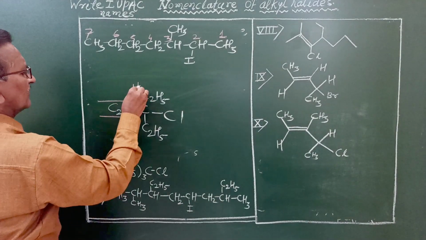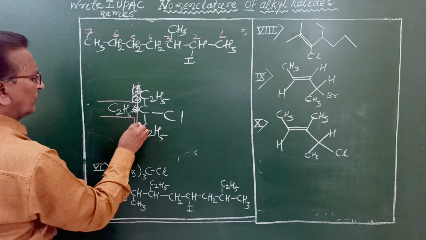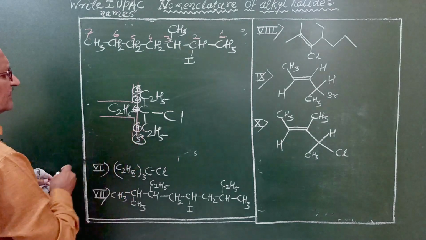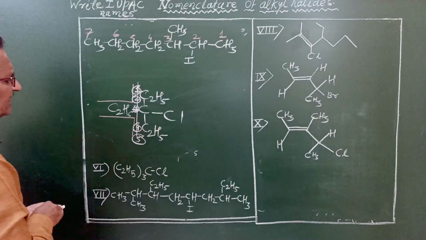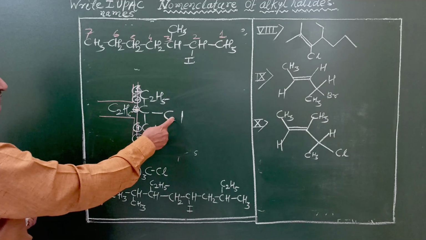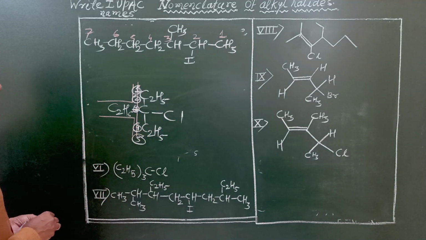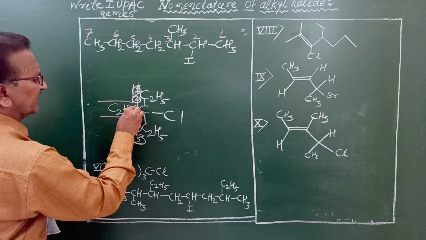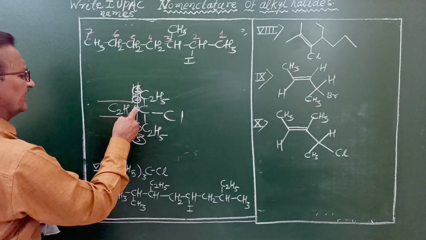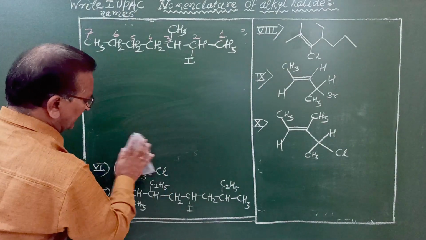Number 1, 2, 3, 4 and 5. So the total number of carbon atoms in the longest continuous chain is 5. Therefore, the parent alkane is pentane. At carbon number 3, there is a chlorine atom. Therefore, 3-chloro, 3-ethyl pentane. This is the IUPAC name. 3-chloro, since this is carbon number 3, 3-chloro, 3-ethyl pentane. Therefore, this is the IUPAC name of compound number 6.